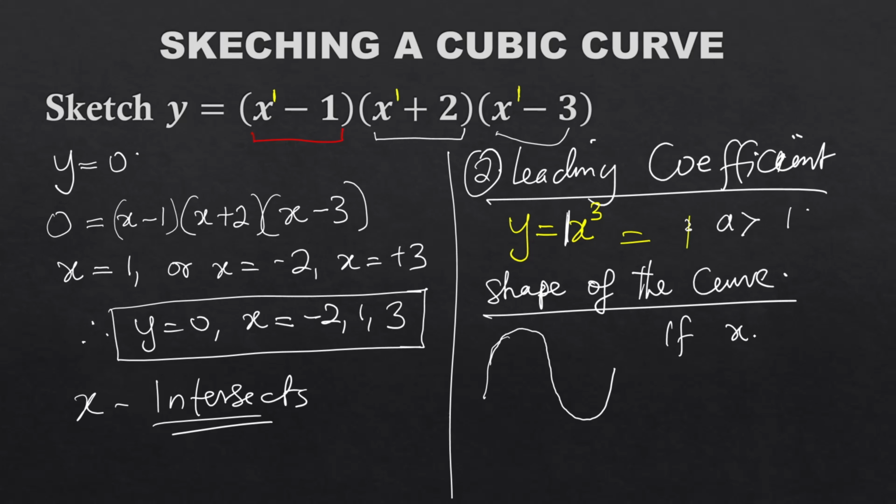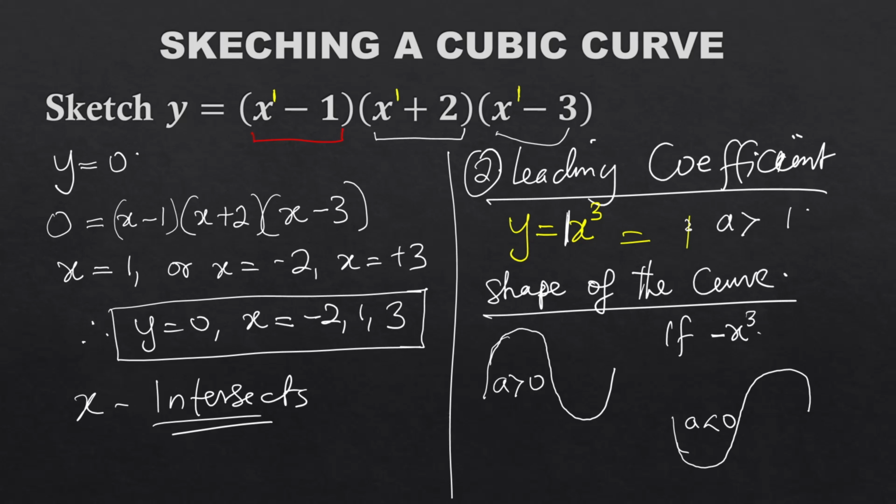If it is minus x raised to power 3, it means that I am going to start down here and increase up like this. You see the difference? This is when a is greater than 0, and this is when a is less than 0.